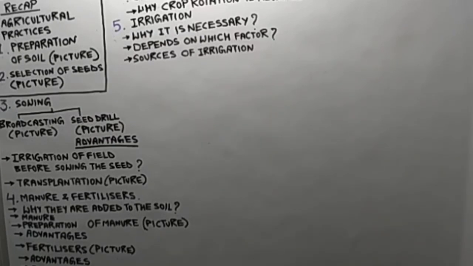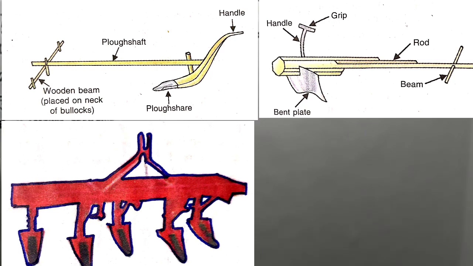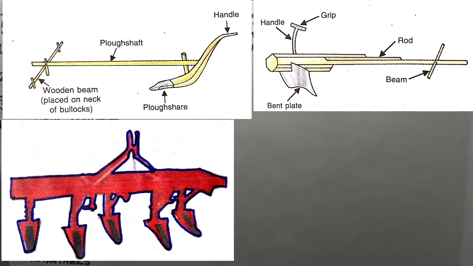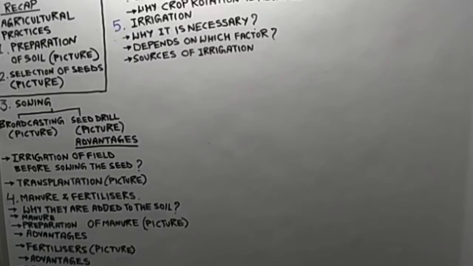As you can see in the picture, we have all the agriculture tools like plow, hoe, and cultivator. Preparation of soil means turning of soil or digging of soil. We have already seen all the advantages of plowing of soil. Now the plowing of soil is done by either plow or hoe or a tractor driven cultivator, as you can see in the picture.